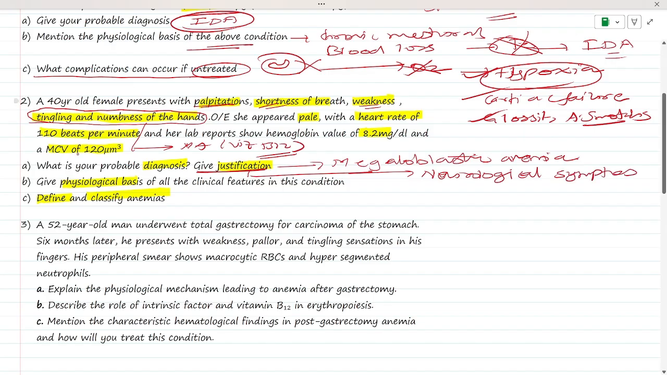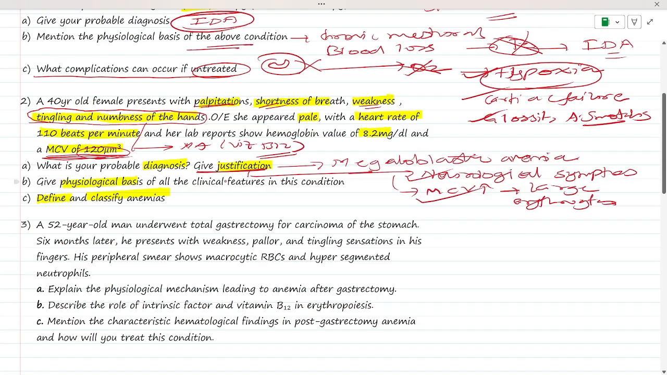We can see here the MCV is increased, right? MCV is 120 micrometer cube. So we can say that the MCV is increased, leading to large erythrocytes. Okay, so this is the justification. So it is the megaloblastic anemia because of what? Because of the neurological symptoms, and MCV is increased in the question.